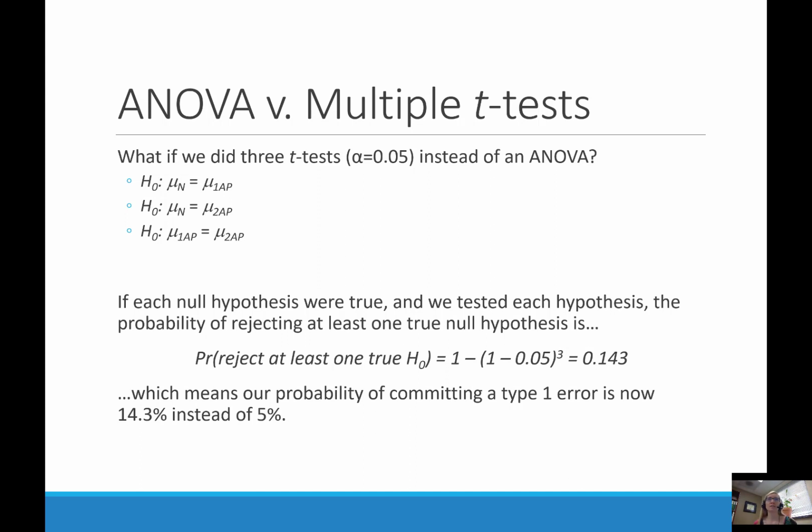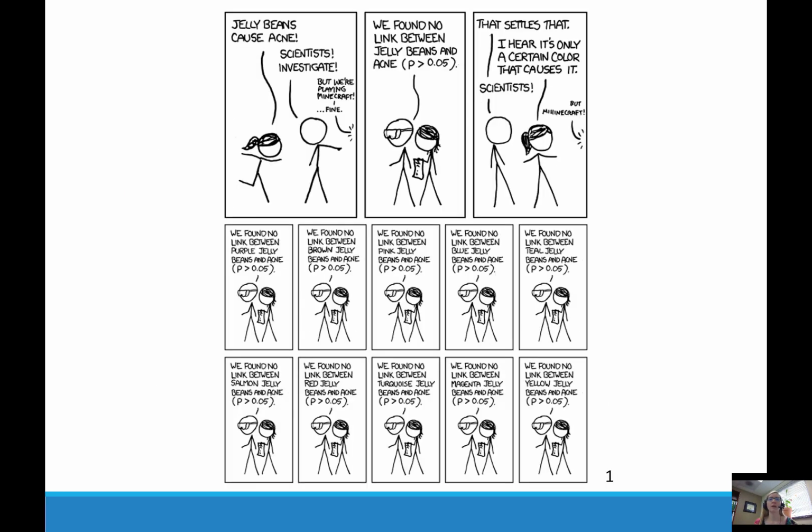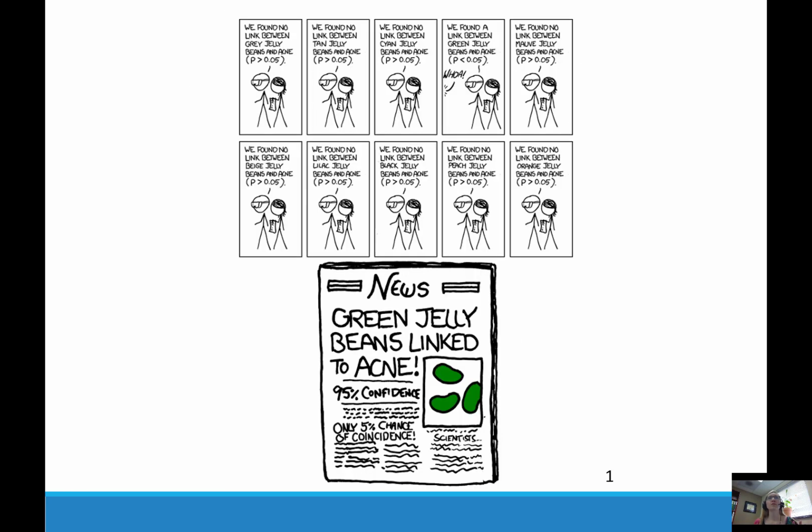This is because each test is independent, and so the probability of committing a type 1 error is 0.05 for each test. The more tests that we do, the more likely it is to commit an error. This comic demonstrates the problem of doing a bunch of t-tests when you shouldn't. You can peruse it at your leisure.